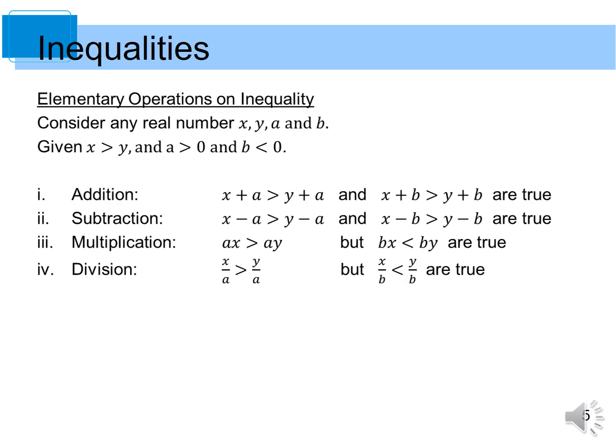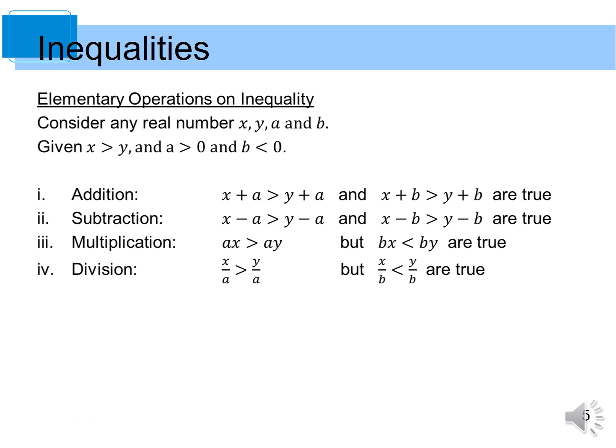For elementary operations on inequality, consider any real numbers x, y, a, b, given x greater than y, and a greater than 0, a positive value, and b is a negative value. We have these 4 results. Look at the addition.